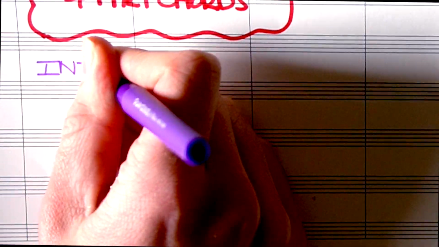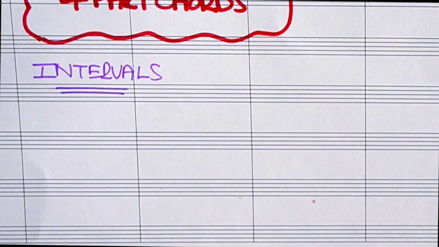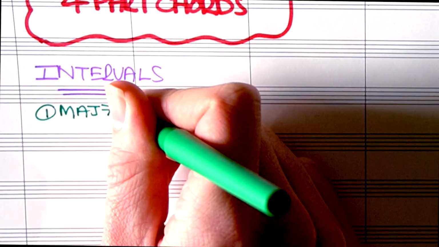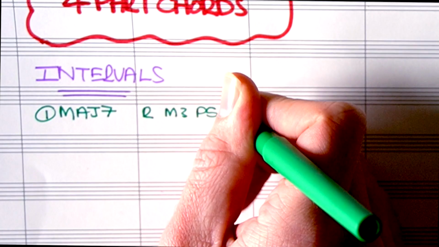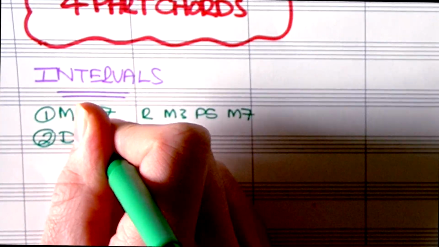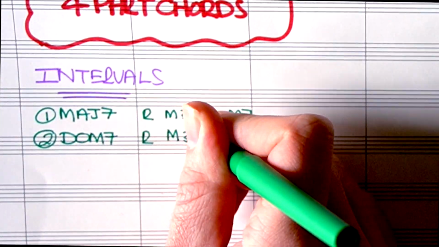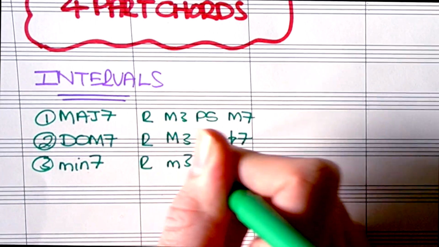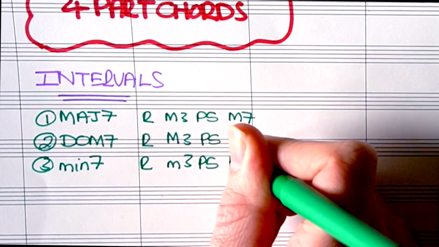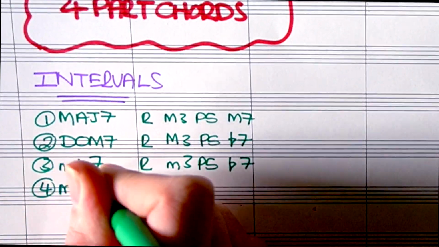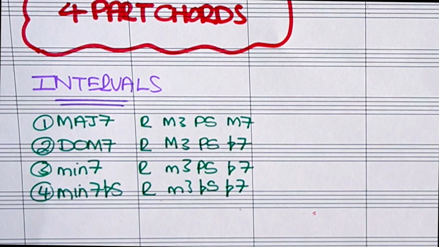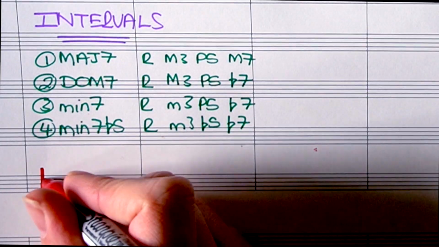Intervals. Let's do it again, just to recap. We have the major 7, which has the root, major 3rd, perfect 5th, and major 7. Dominant 7, which has the root, major 3rd, perfect 5th, and flat 7. Minor 7, which has the root, minor 3rd, perfect 5th, and flat 7. And finally, minor 7 flat 5, which has the root, minor 3rd, flat 5 or diminished 5th, and the flat 7. Now, how do we find them?